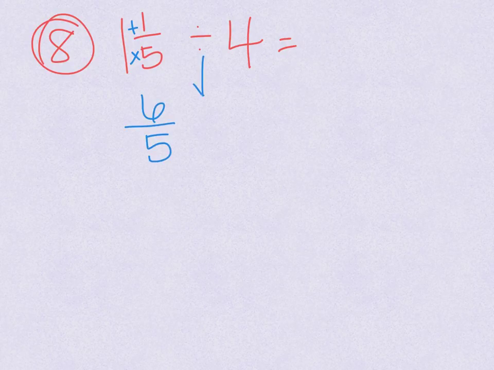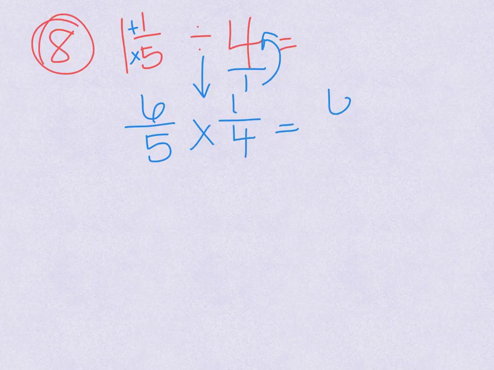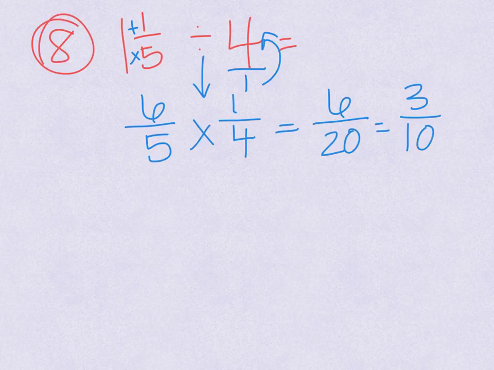Keep, change. Now this would have been 4 over 1. I need to flip that. So now I have 6/5 times 1/4, which gives me 6/20. And if I simplify that, I can divide them by 2, so I would have 3/10.